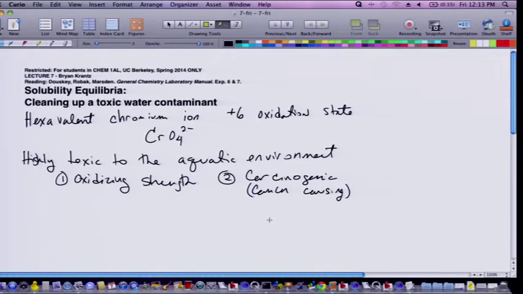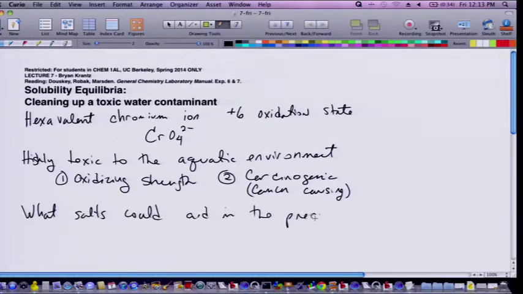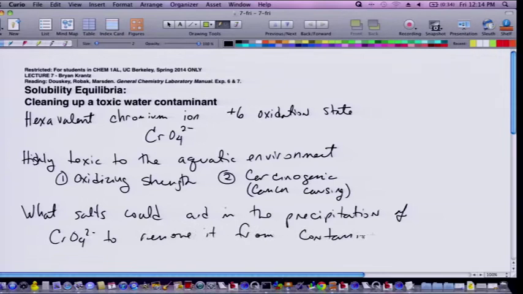So the question is, if I want to remove this from the aquatic environment, obviously from water, where this thing's either leached into the water naturally or from industrial activity, and so we want to remove it from the water, one of the ways to do it is perhaps to do a precipitation. If you could selectively precipitate out chromium, then you could remove it from water, and then you just need to filter out that precipitate. So the question would then become, what salts could aid in the precipitation of this chromate ion, to remove it from contaminated water?